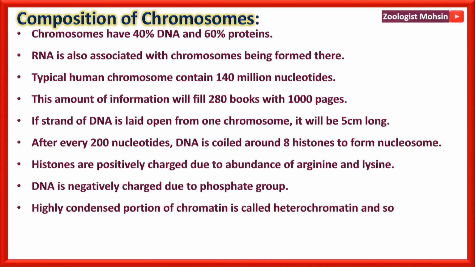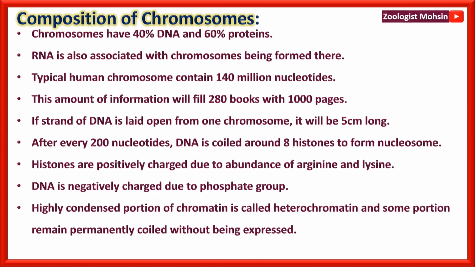The highly condensed portion of chromatin is called heterochromatin, and some portion of heterochromatin remains permanently coiled without ever being expressed, that may consist of introns. Euchromatin condenses only during cell division, and the rest of the time it remains open or uncoiled.